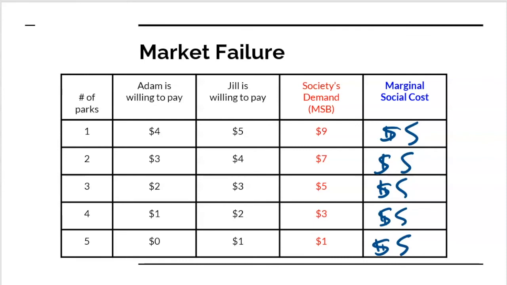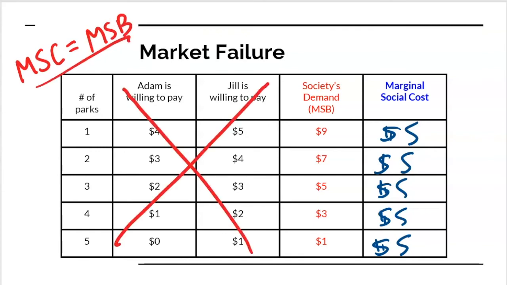Now the question is, how many parks is society going to want? Remember, the most socially optimal quantity is where marginal social cost equals marginal social benefit. So we don't really care about what Adam and Jill are willing to pay individually now that we have our marginal social benefit. We say that society wants 3 parks, because at 3 parks, Adam and Jill's marginal social benefit is $5, and it's going to cost an additional $5 to build that third park. Because of that, for this 2-person society, the optimal number of parks is 3.